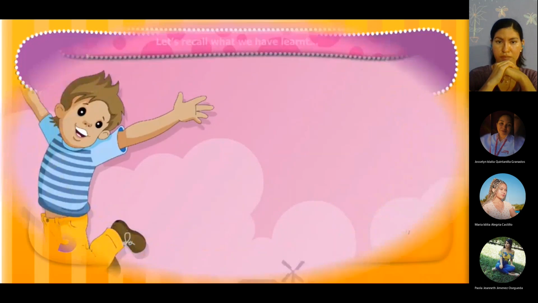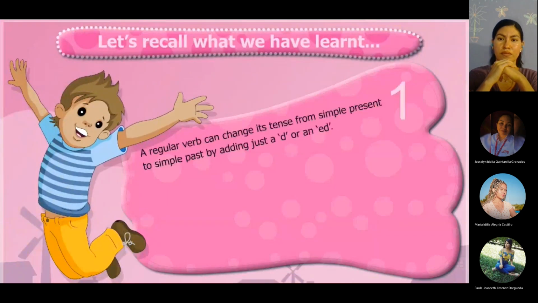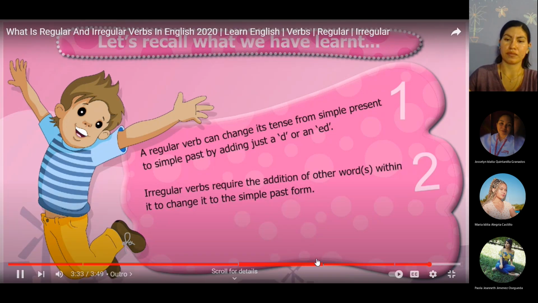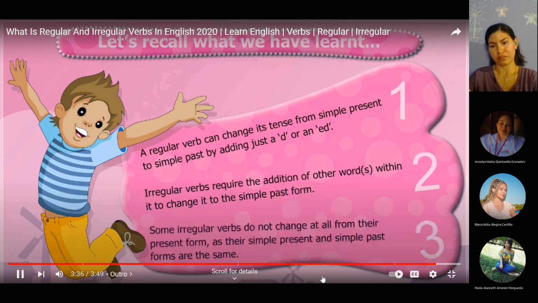Let's recall what we've learned. A regular verb can change its tense from simple present to simple past by adding just a d or an ed. Irregular verbs require the addition of other words within it to change it to the simple past form. Some irregular verbs do not change at all from their present form, as their simple present and simple past forms are the same.